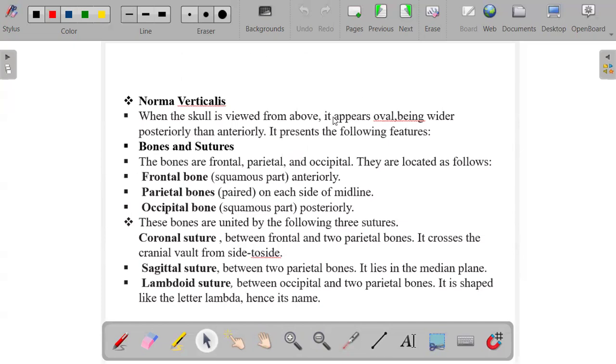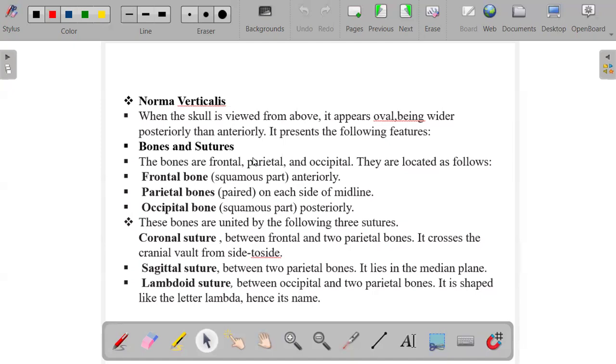So for the exterior part of the skull, the external features of the skull are studied from 5 different aspects. You can study the skull looking at it superiorly, the superior aspect. You can study the skull looking at it posteriorly, anteriorly, and the lateral aspect or the inferior aspect. So it depends on which part you are looking at the skull from.